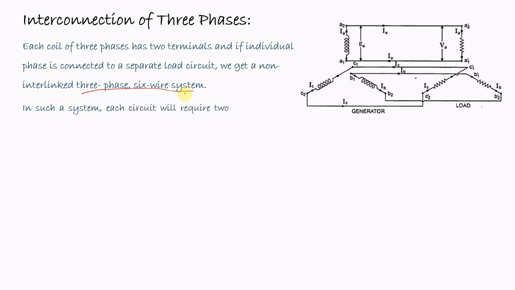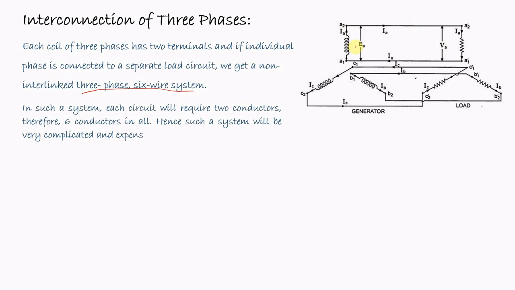In such a system, each circuit will require two conductors. That is definitely what we can see from this figure. For the first coil, we require two conductors. This is conductor 1 and this is conductor 2. So overall 6 conductors are required to give the power supply. Hence, such a system will be very complicated as well as expensive.